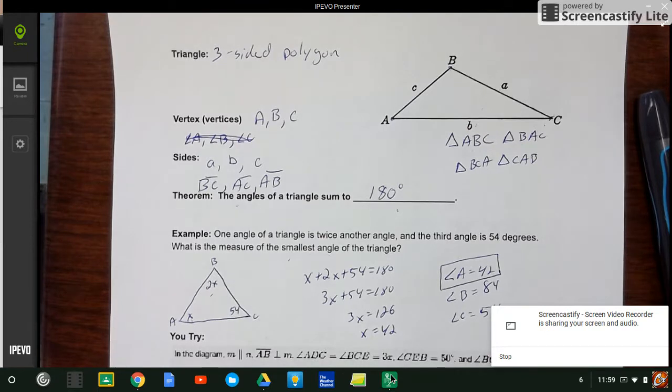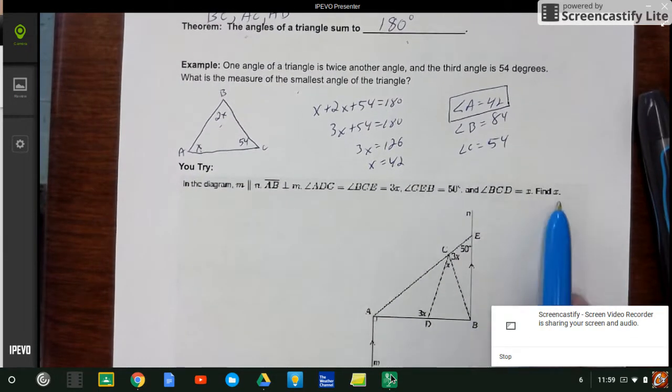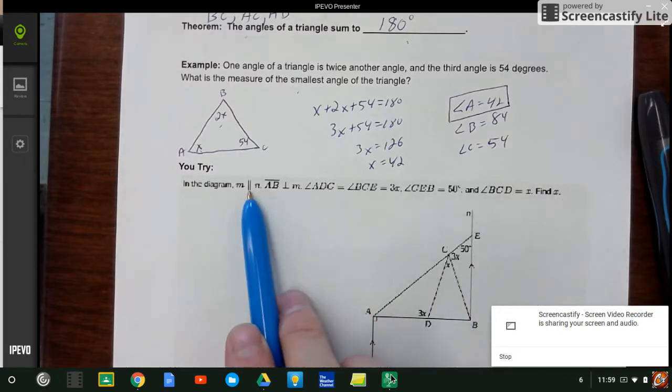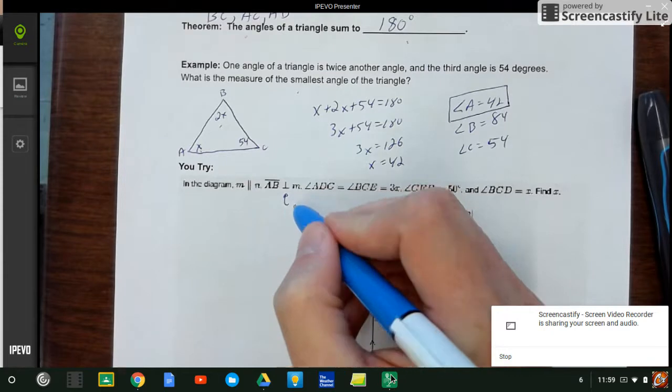Okay. So now it's your turn. Let's take a look at a problem. You're going to find out what X is here. Now, there is a symbol here you may not know. We'd already talked about parallel. This symbol here means perpendicular.